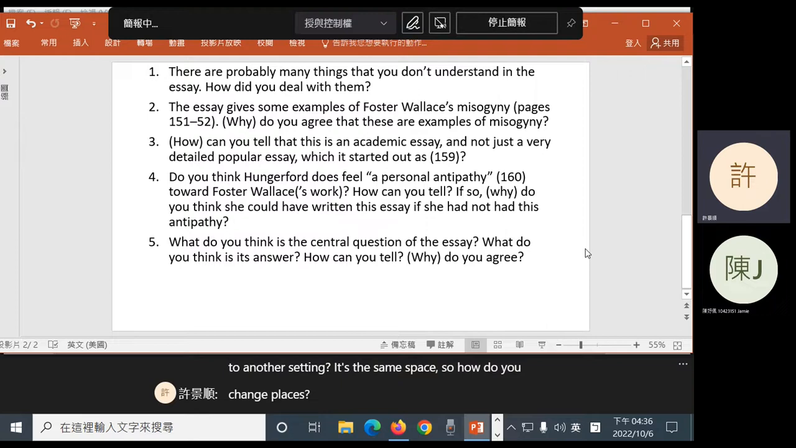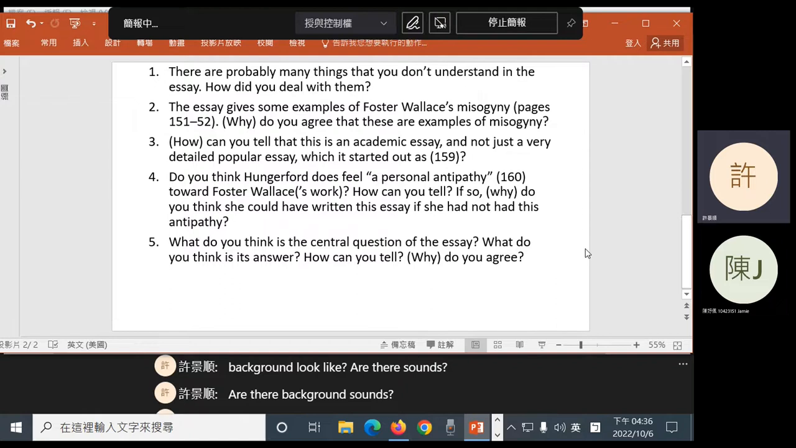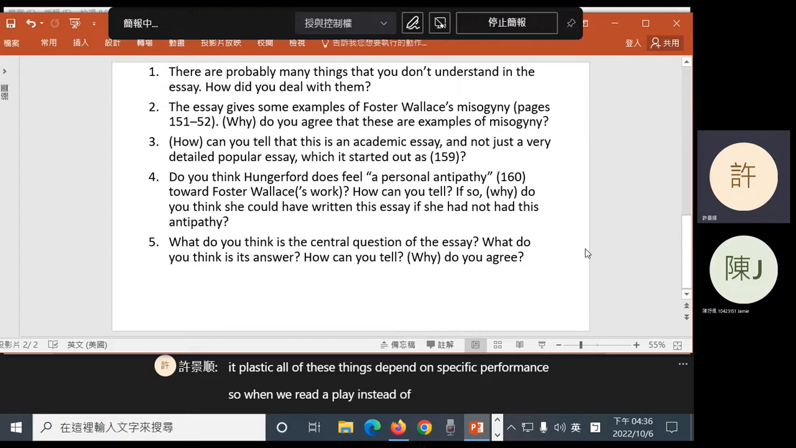What colors of light are on the stage? What does the background look like? Are there sounds? Are there background sounds? Is there music? What is the floor made of? Is it wood? Is it carpet? Is it metal? Is it plastic? All of these things depend on specific performance. So when we read a play instead of watching a play, we miss out on a lot.